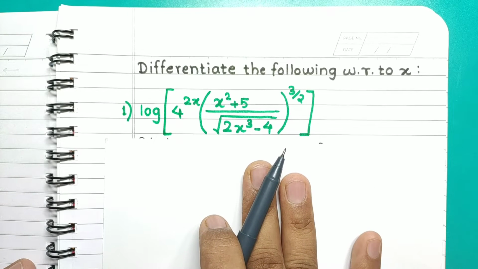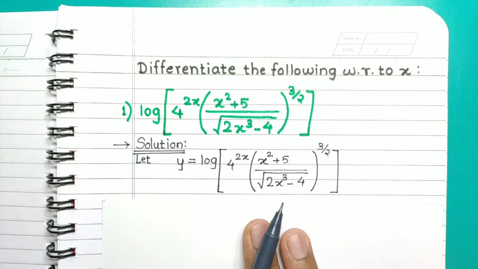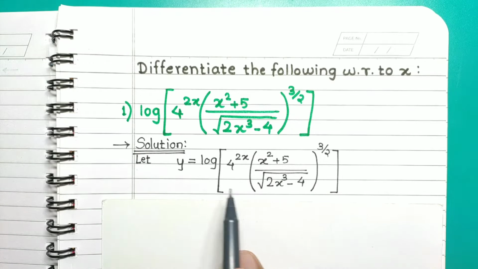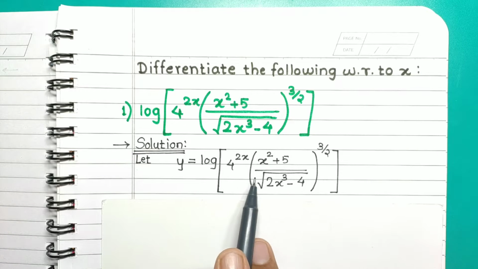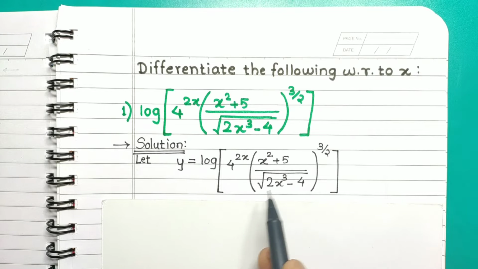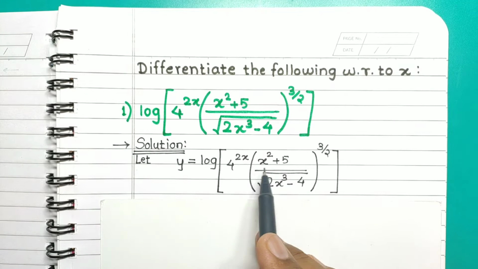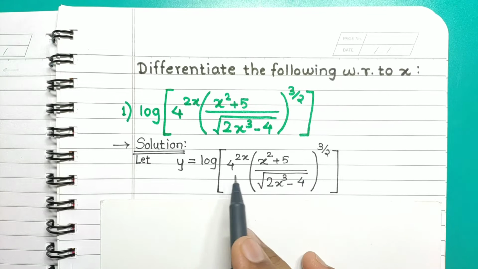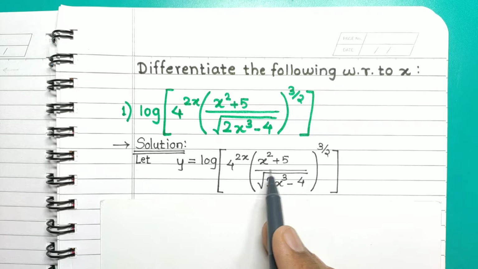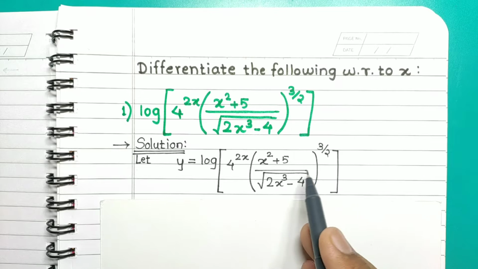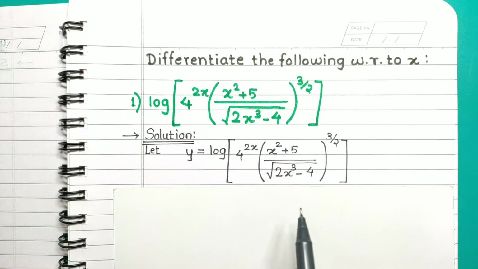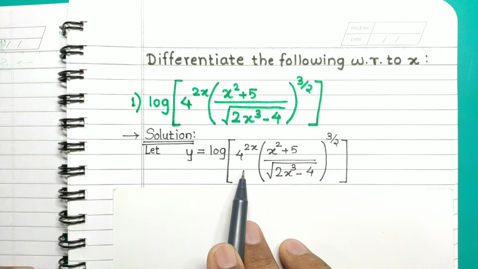So in the solution, let the given function be y. We observe here that the function is a composite function, but it is quite complicated. If we use the chain rule to differentiate this function at this stage, then that is going to be very lengthy and tedious. So here we have to use some other technique.